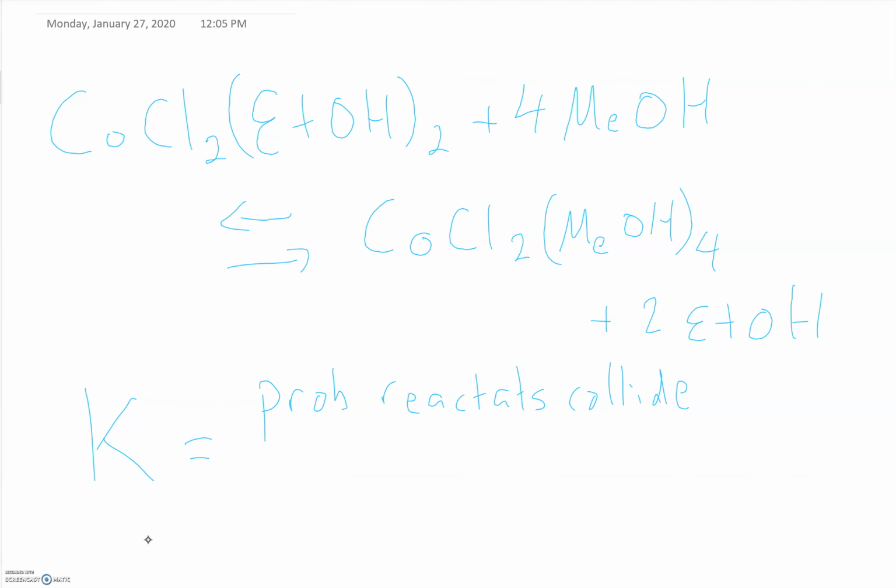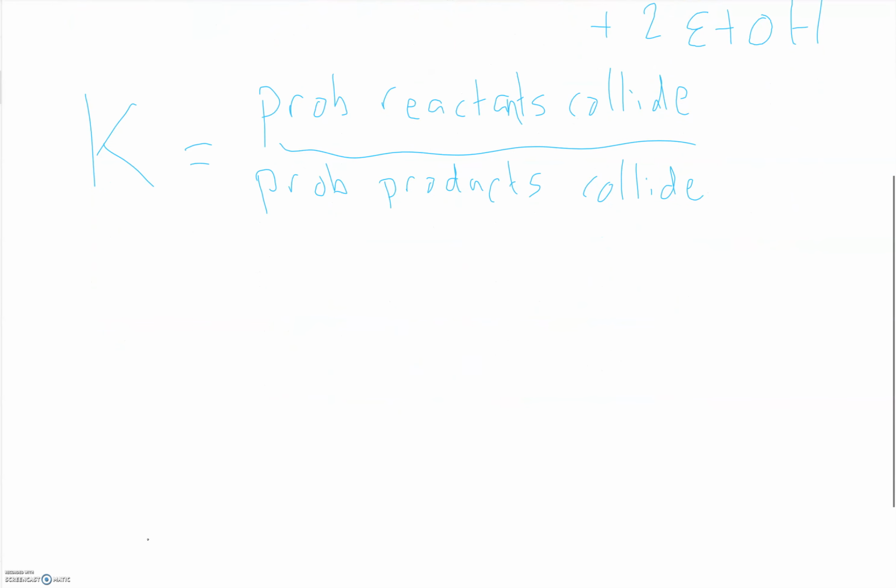break up and are able to recombine, divided by the probability that the products collide. And like I say, this is a ratio, so when the probability that the reactants collide is equal to the probability that the products collide, then this is equal to 1. So what is the probability that multiple things are going to happen?